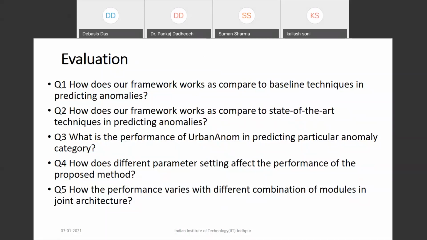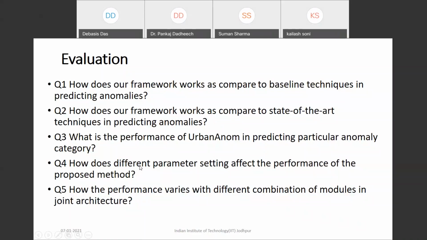Okay, then how do different parameter settings affect the performance of the scheme? If you want to change the parameter settings, then how does it affect your performance? If you want to increase the number of layers or increase your features, then how does it affect your performance?